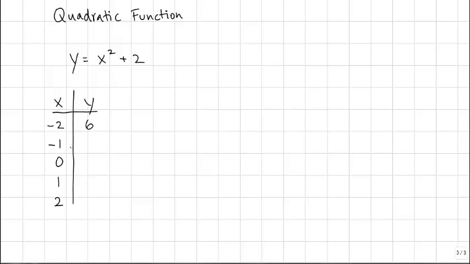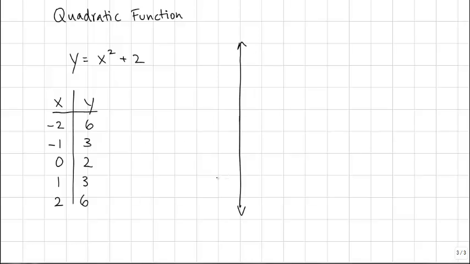So that's one solution to this equation. Now we can do the same with -1. When you square it, you get +1 plus 2 gives you 3. When you replace the x with 0, you get 0 when you square it, and then you add 2 and you get 2. 1 is going to give you the same value that we got with -1, because when you square a positive or a negative, you're going to get the same thing. So we're going to get 3 and then 6, and so this function exhibits some symmetry.